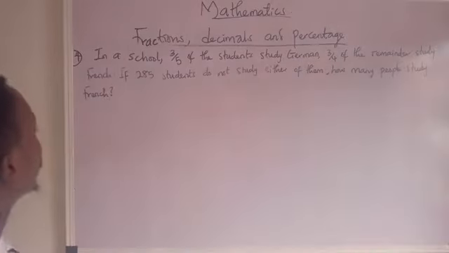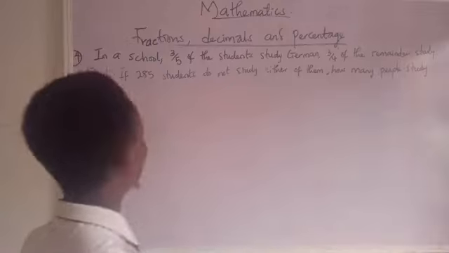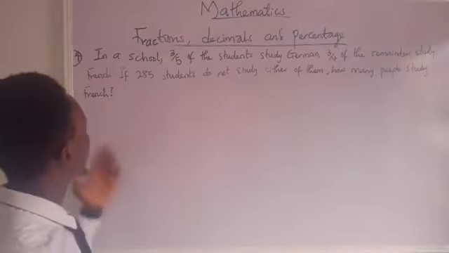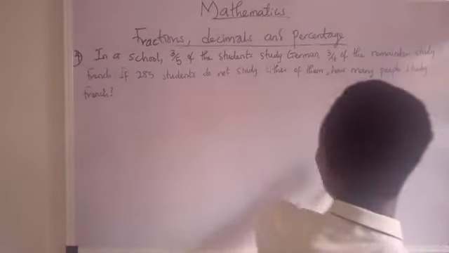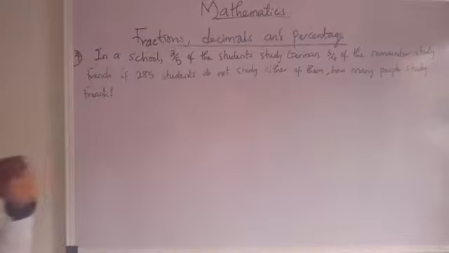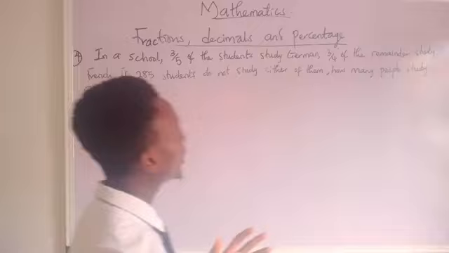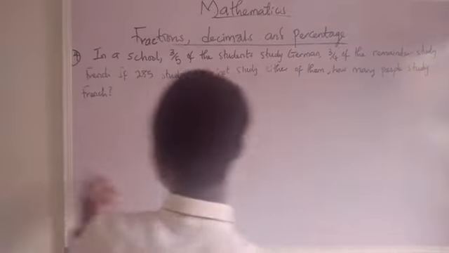Moving forward to the fourth question for this class. Like I said, we'll be solving 6 questions. In a school, 3/5 of the students study German, 3/4 of the remainder study French. If 285 students do not study either of them, how many people study French?